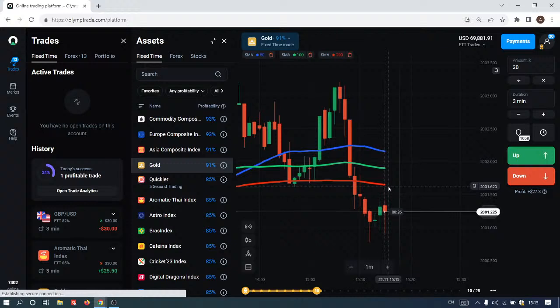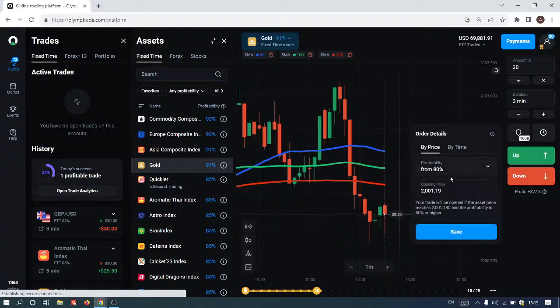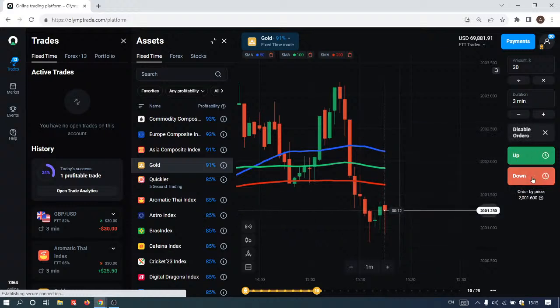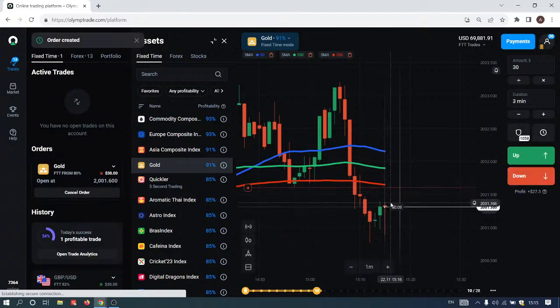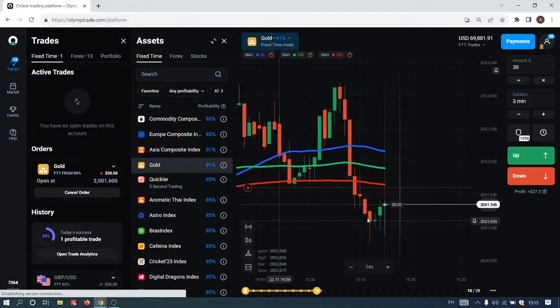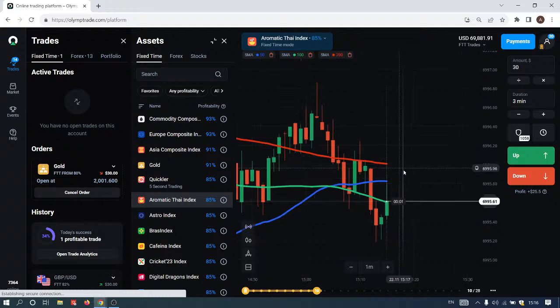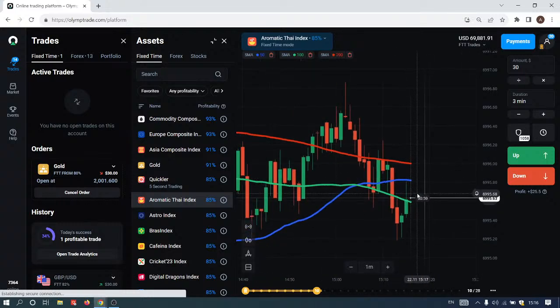So you first want to remember the price. So it'll be 2001.60, or 600, like this. And once the price approaches or reaches this level, then my pending order will turn into a trade, and the next trade according to the strategy will open.